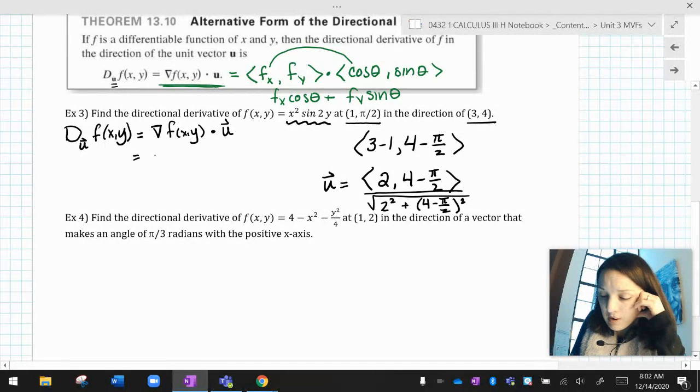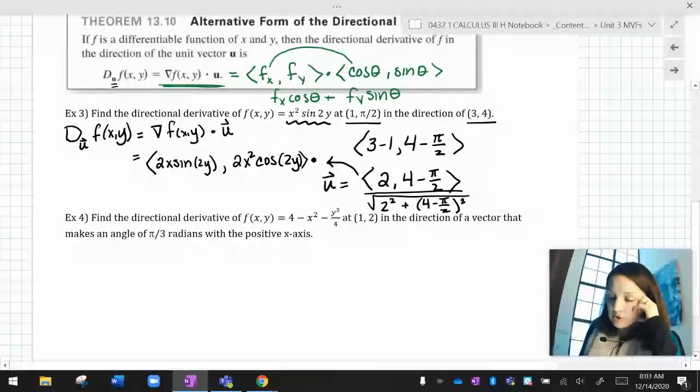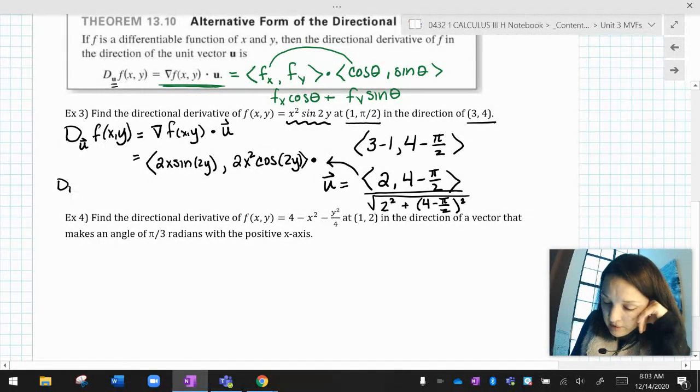So then I want the gradient vector. That's going to be the derivative with respect to x and y separately. So the derivative with respect to x would be 2x sine 2y. And the derivative with respect to y is going to be 2x squared cosine 2y. And then I want to dot that with this unit vector. Okay, I'm running out of space. I apologize. I should have given you much more space. My bad. I want this at the point (1, pi over 2).